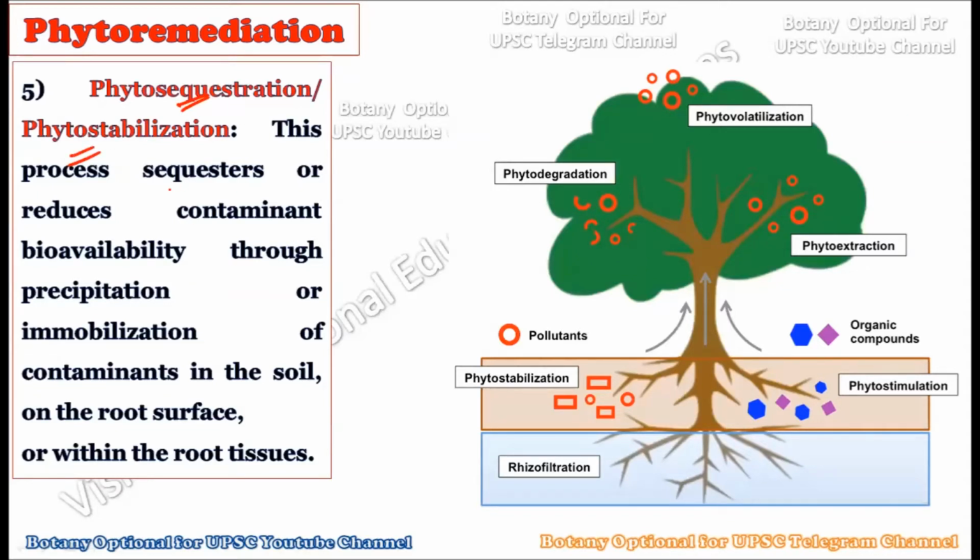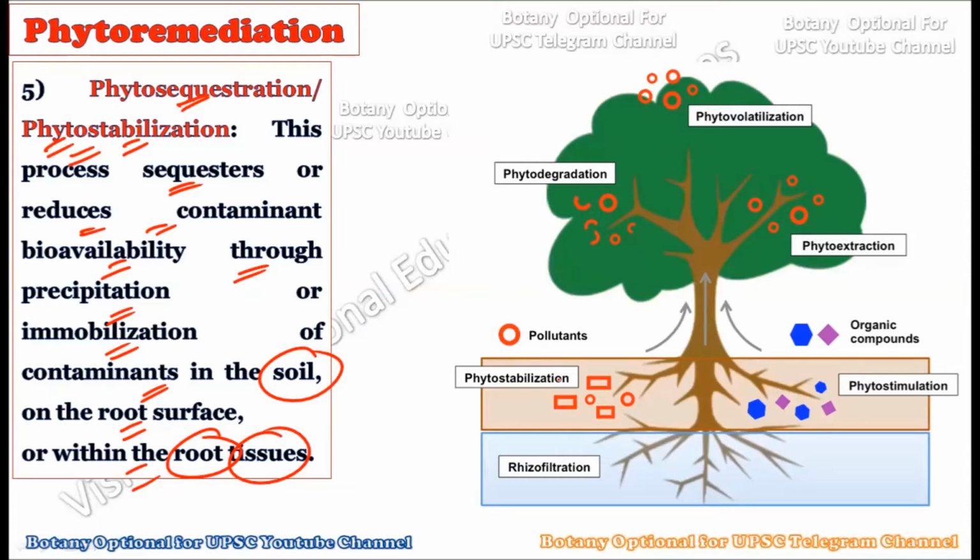phytostabilization. Now see, this process sequesters or reduces the contaminant bioavailability through the precipitation or immobilization of the contaminants. So in this particular process of phytostabilization, the word phytostabilization literally means that the pollutants or contaminants are going to be stabilized by the plants.